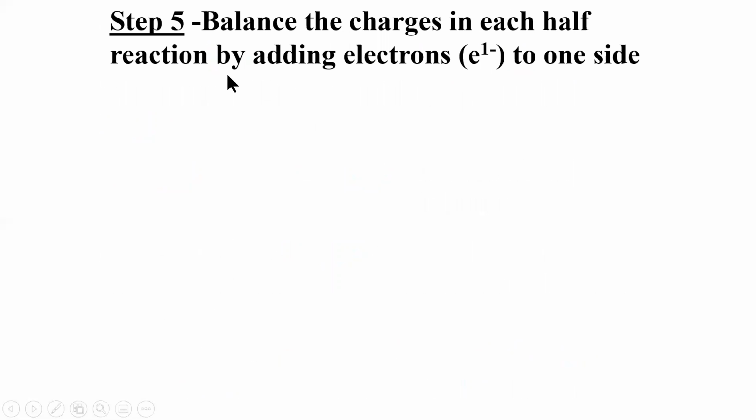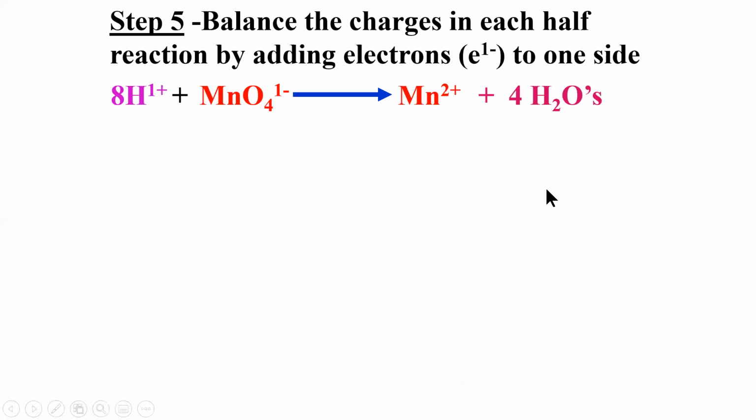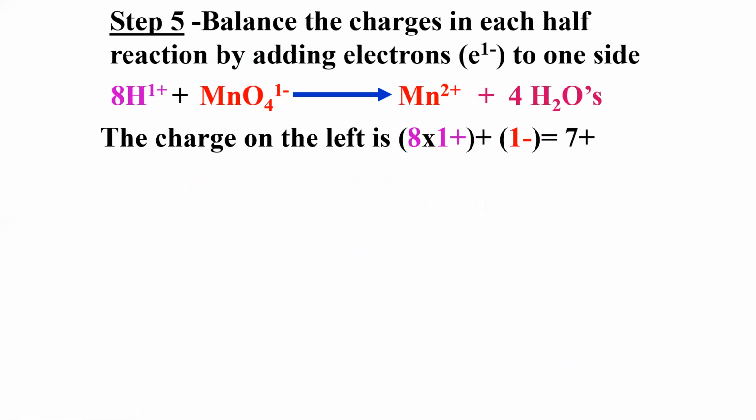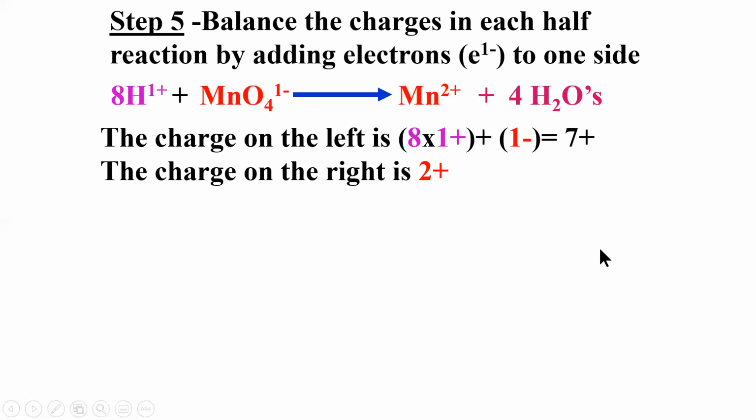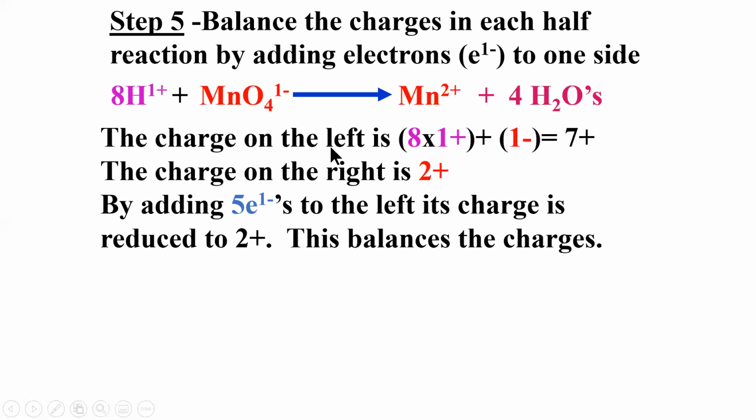So we're going to balance charges on both sides of the equations now to determine again what's oxidized and what's reduced. For the first half reaction, we can see the overall charge, 8 positives, 1 minus is 7 positive for the left-hand side. On the right-hand side, the overall charge is positive 2. So clearly, there's an imbalance of charge there. We are going to balance it by adding 5 electrons to the left, because when we add 5 electrons to the left, we get 6 minuses, 8 pluses.